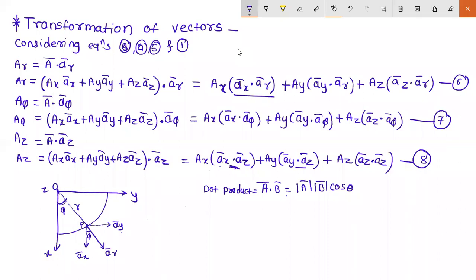Does anyone have any doubt up to this point? Is it understood? Yes or no?